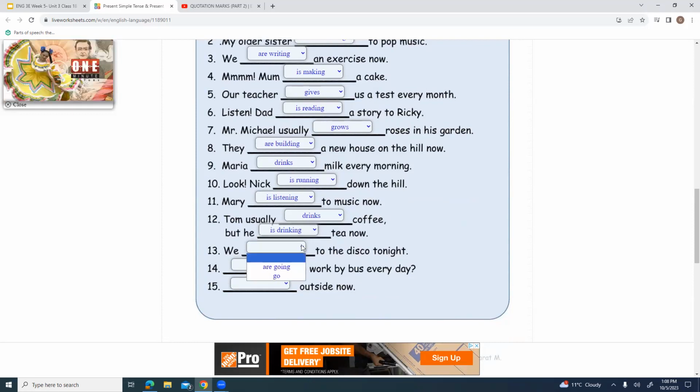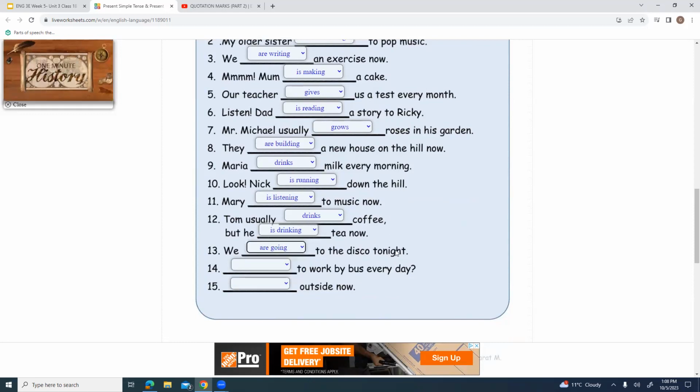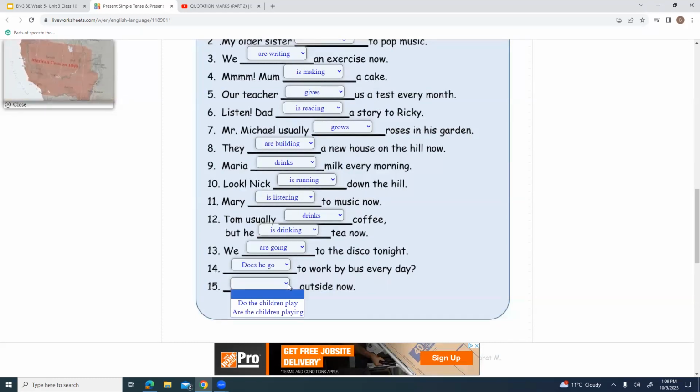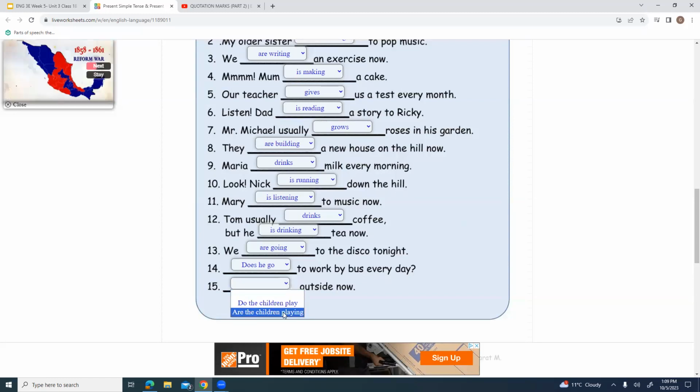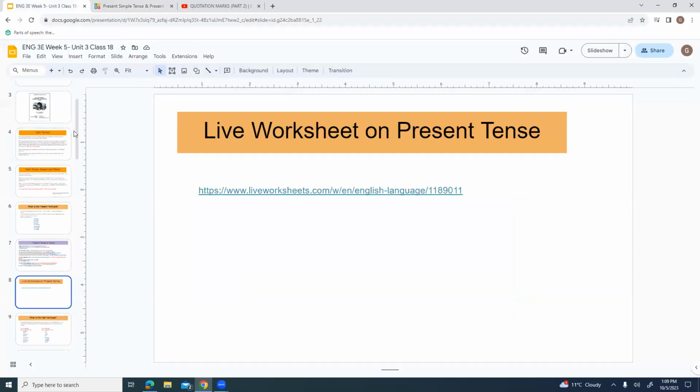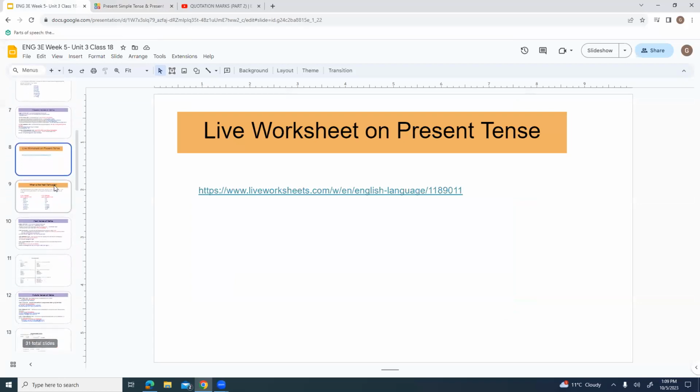We are going to the disco. The disco. Wow. Okay. The disco tonight. Is he going to work by bus every day or does he go? I would say, does he go? Do the children play or are the children playing? I would say, are the children playing outside right now? Because they're asking about the now part. Okay. So that would be an example of present tense.